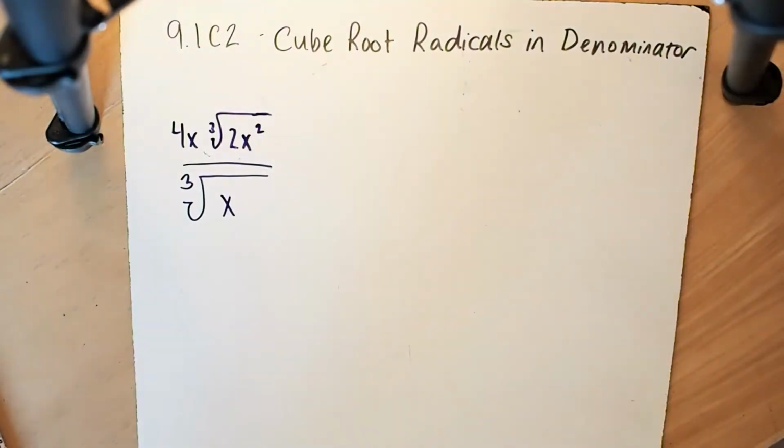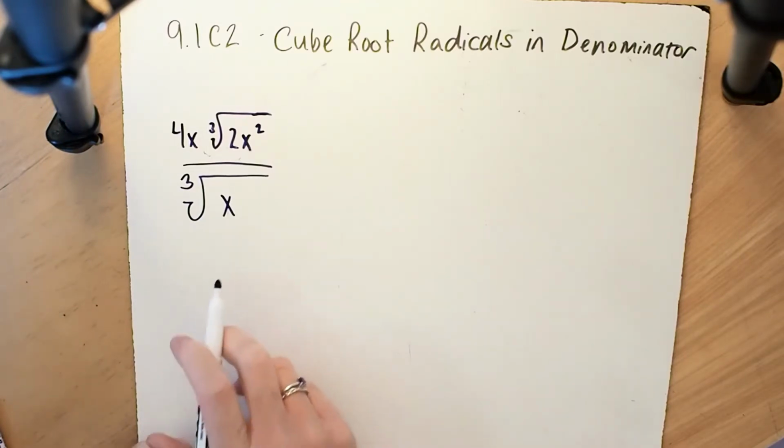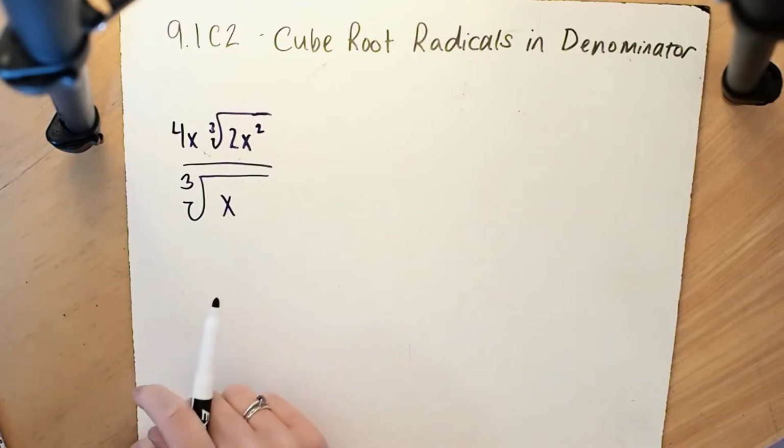Hello, hello! Today we begin one of the most fun lessons we'll do in this chapter. We're going to talk about simplifying cube root radicals in the denominator. So earlier when we did square root radicals in the denominator, all we had to do was multiply both the top and the bottom by whatever was in the radical. If we have cube root radicals, it's a little bit different.